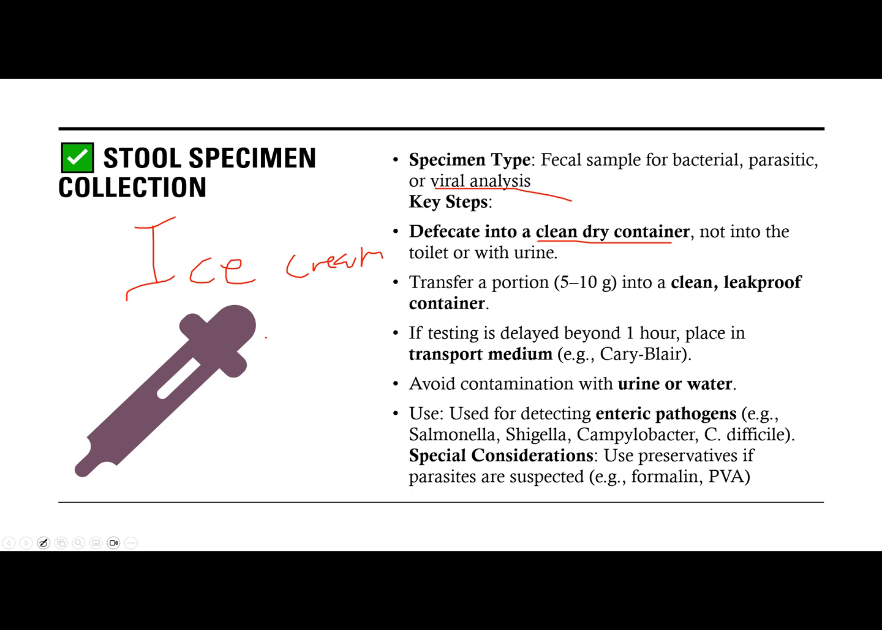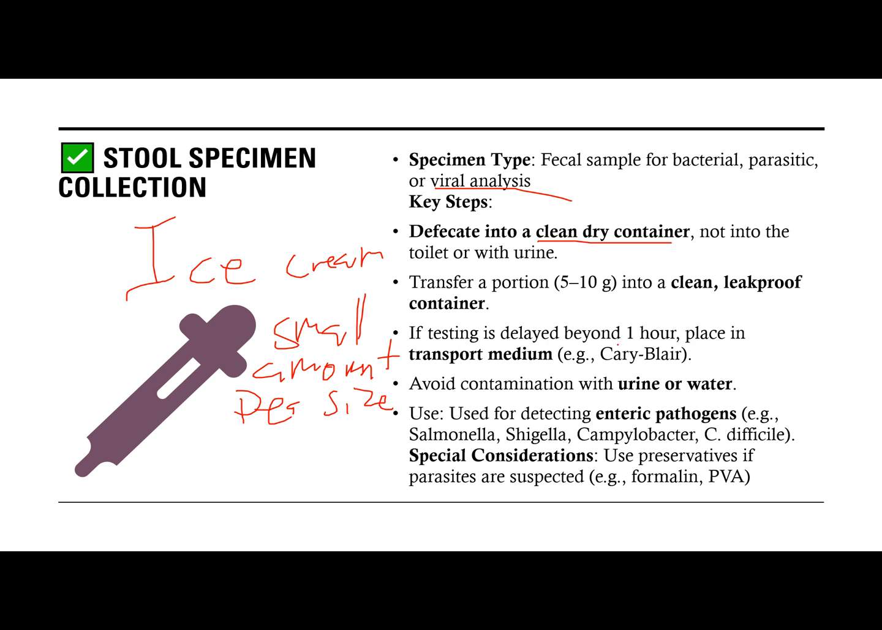You're going to ask the patient only a small amount, class. Hindi mo sasabihin dun sa patient, collect your entire stool, ang dami nun. You just have to collect a very small amount, kahit nga lang pea size. It doesn't have to be super big. Then transfer a portion into a clean leak-proof container, 5 to 10 grams. So kung hindi 5 to 10 grams, pea size, class, is enough for fecalysis.